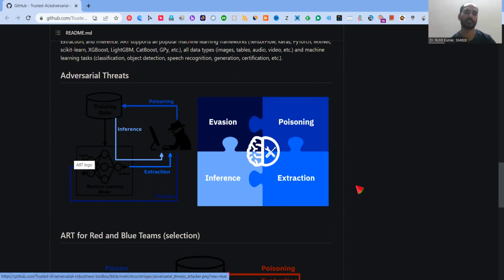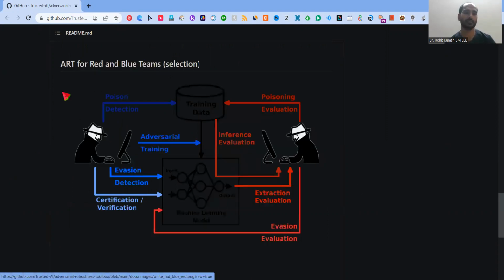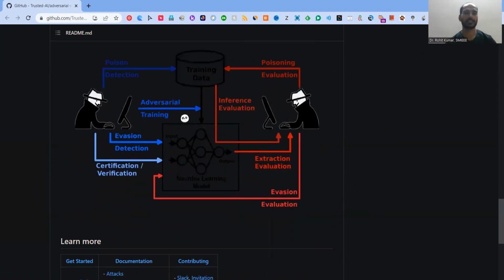So ultimately, the steps are interrelated. Whenever ART comes into the picture, they show you, with the help of red and blue teams, how the adversary is trying to attack and how a particular adversary is trying to extract information out of your system. Then adversarial training comes in, and the evaluation of the system gets impacted. All these things are given over here.